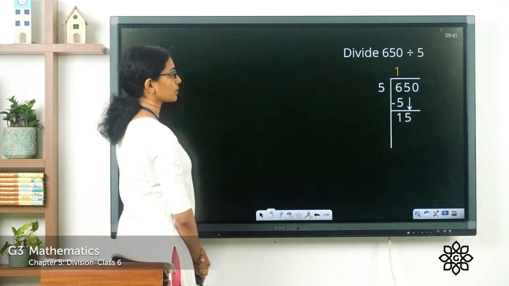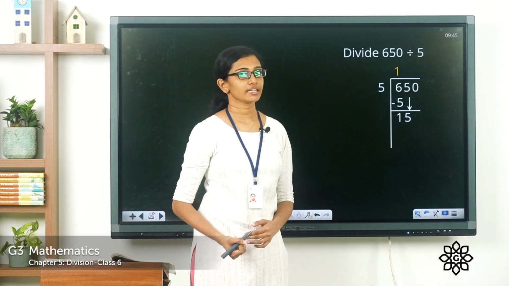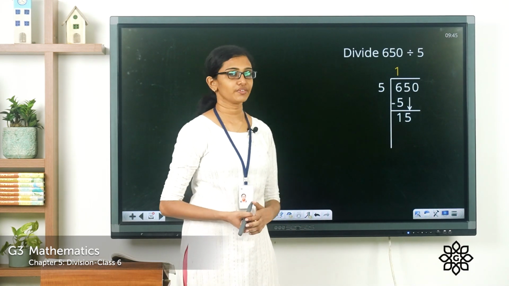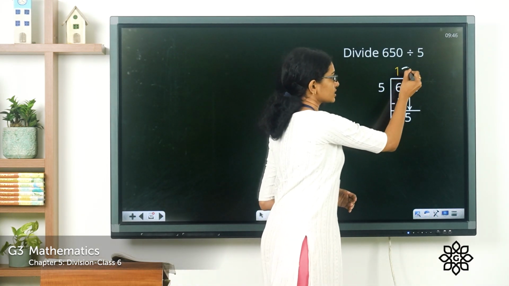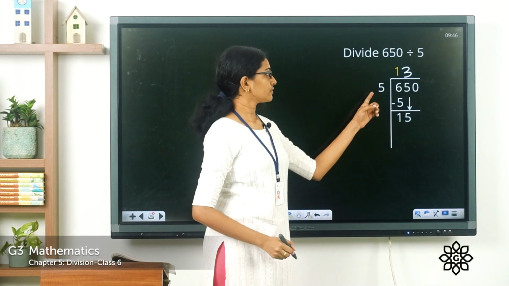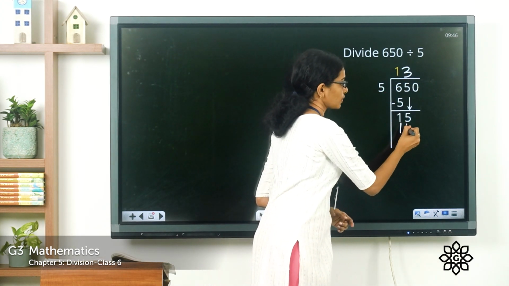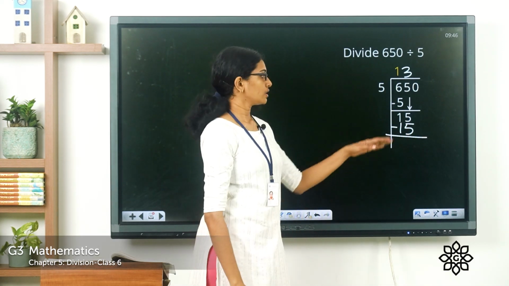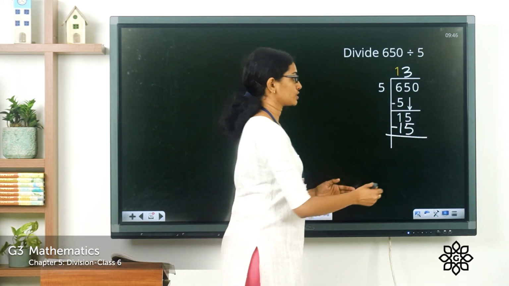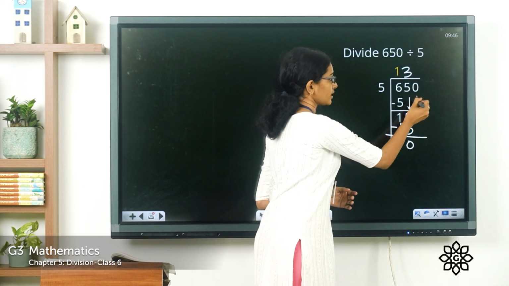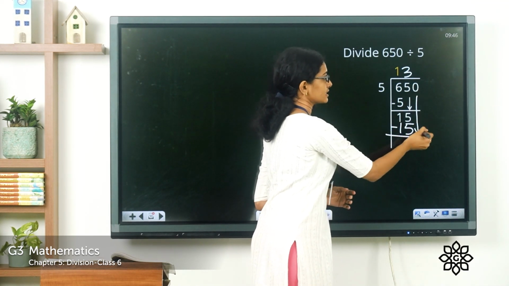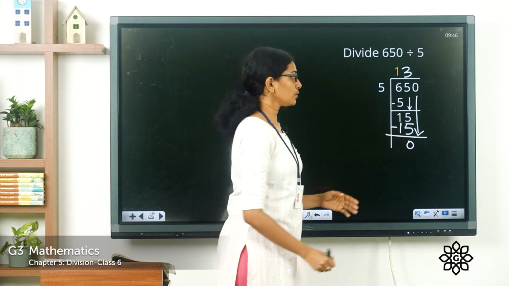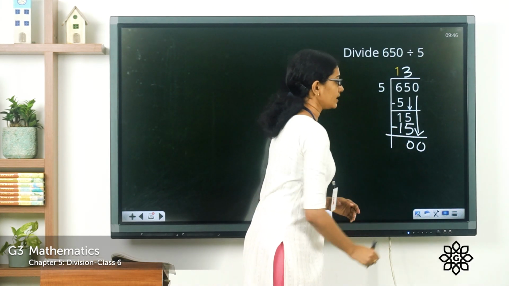We know 5 ones are 5, 5 twos are 10, and 5 threes are 15. So let's write that 3 here, and 5 into 3 is equal to 15. Let's write it here and subtract the numbers. 15 minus 15, which is equal to 0. Now we have to bring down the next digit, which is the digit 0. So let's write 0 here.